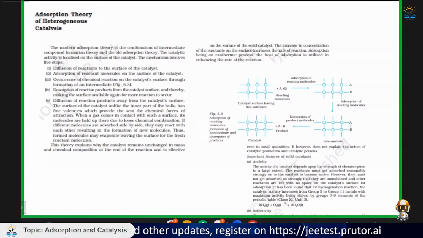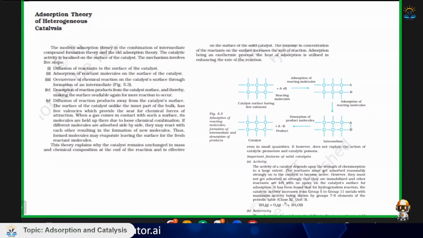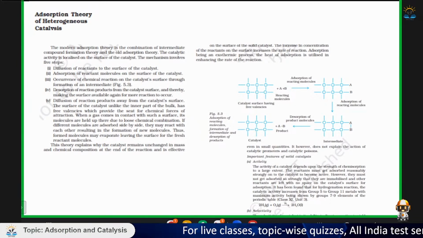That's called occurrence of chemical reaction on the catalyst surface through formation of an intermediate, because the bond has formed but it is still latched onto the surface. So it's not exactly a molecule. That's an intermediate state. Now your AB gets detached from the surface. This step is called desorption of reaction products from catalyst surface, thereby making the surface available again for more reaction to occur.